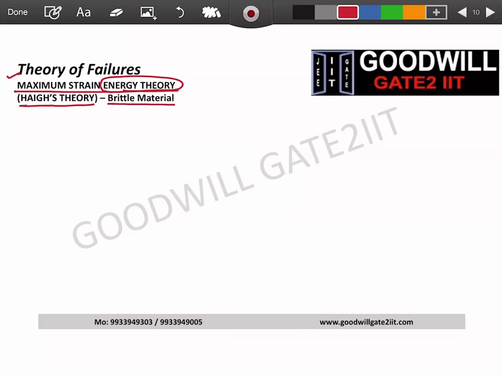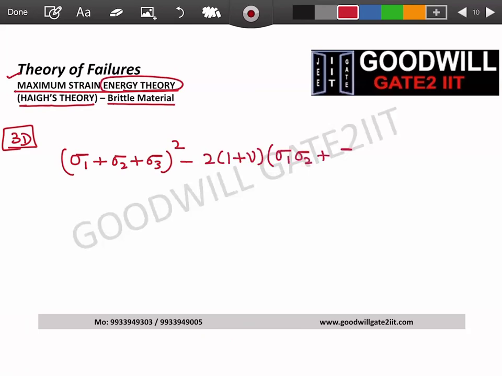The equation for 3D looks something like this. Please remember this expression. If they ask, they cannot frame a numerical on this, but they can ask, match the following. And so I will show you the GATE numericals. You will understand this. So for a 3D, the easiest way to remember this is: sigma 1 plus sigma 2 plus sigma 3 whole square. I told you energy theory is square based, minus 2 into 1 plus nu, sigma 1 into sigma 2 plus sigma 2 into sigma 3 plus sigma 3 into sigma 1.